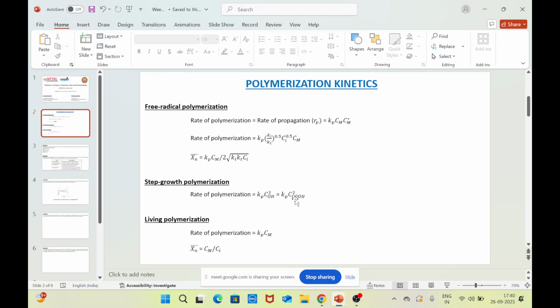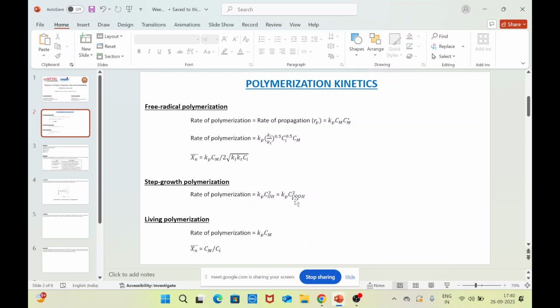So here, since it's only the monomers which are going to determine at what rate a reaction is going to progress or polymerization is going to happen, the rate of polymerization here is nothing but kpcm. So this is about the three types of polymerization kinetics.